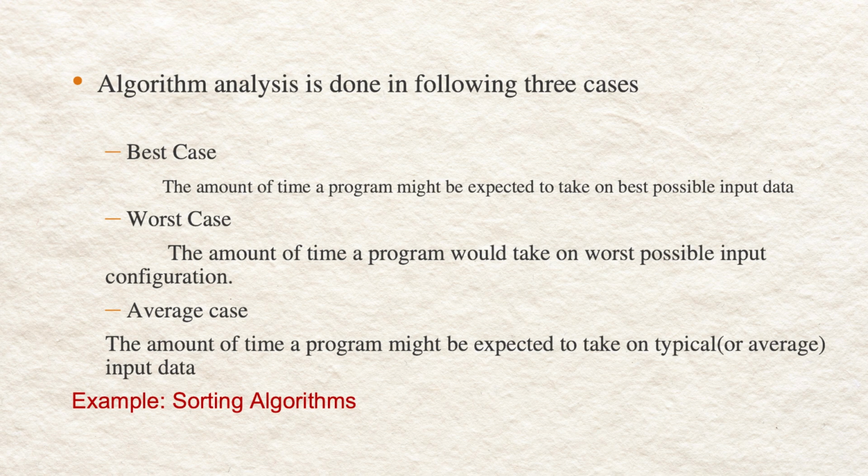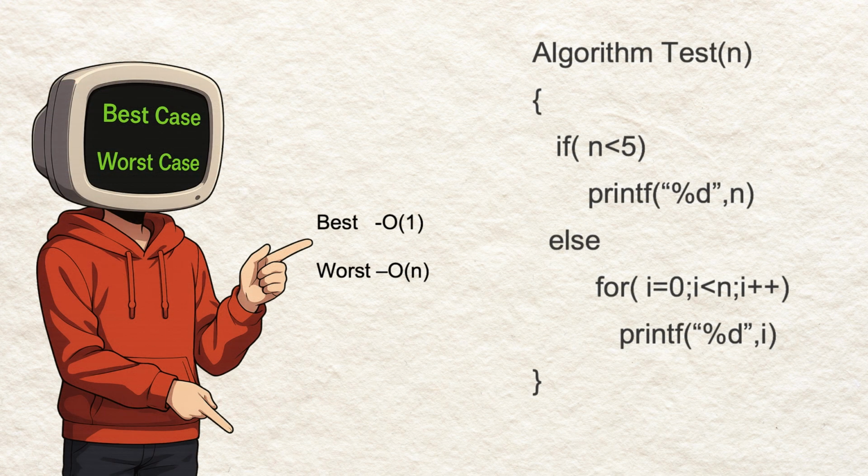Now let's see what analysis of algorithms is. The analysis of any algorithm is done in the following 3 cases. Best case, the time taken on the best possible input data. Worst case, the time taken on the worst possible input configuration. Average case, typically the average time taken on the average input data. Let's take an example. In this function, if the input is 1, which is less than 5, then it will satisfy the first condition and print 1. Else if the input is more than 5, it will go n times. It is the worst time complexity on n input.